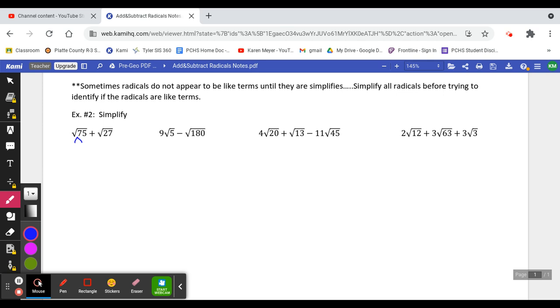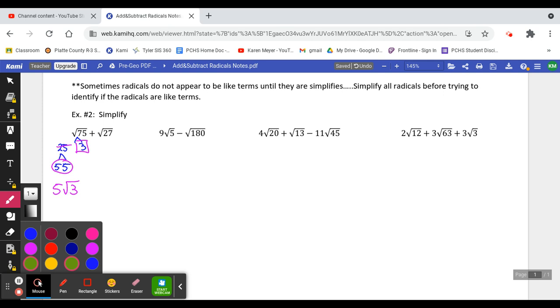So let's start with 75. 75 can go down to 25 and 3. 25 goes down to 5 and 5. Pair of 5s, left over 3. So square root of 75 is really going to be 5 square root of 3.